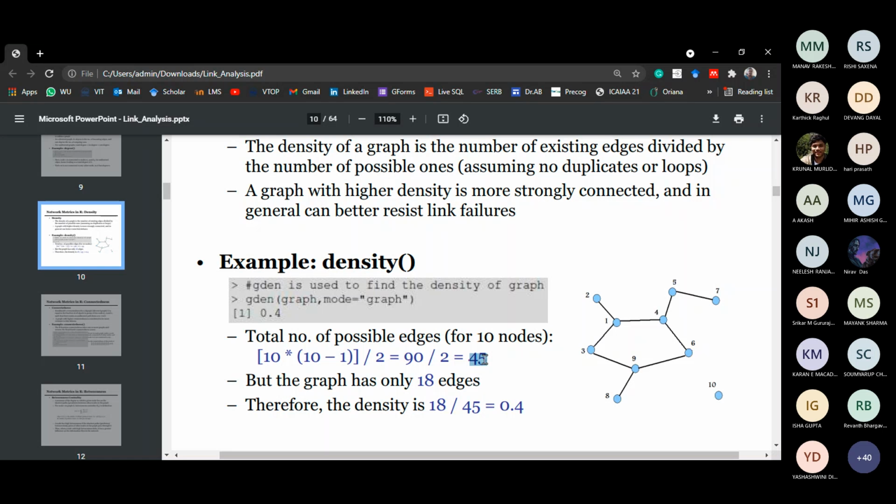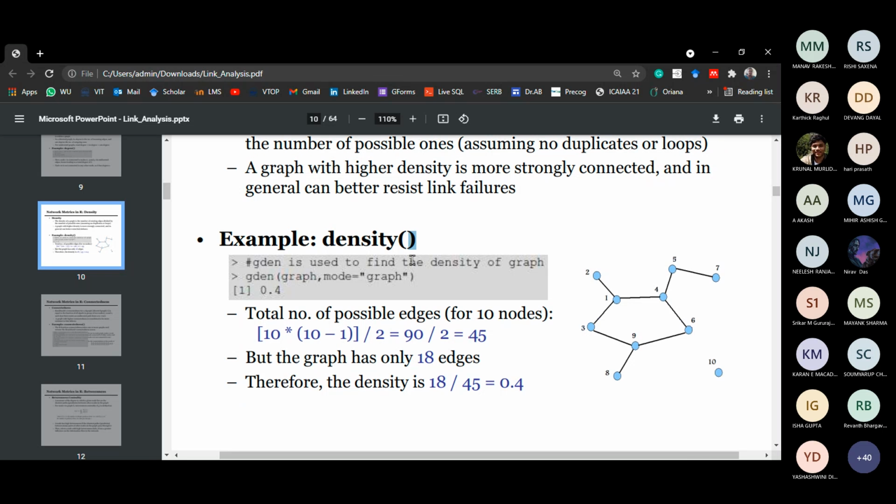Okay. Now out of these 45 connections, you see how many edges or connections are present in the given graph. So you just see over here, the graph has 18 edges. 1, 2, 3, 4, 5, 6, 7, 8, 9. Okay. So this is 9. They have considered the big graph. So here also we have 10. Totally 10 nodes are there.